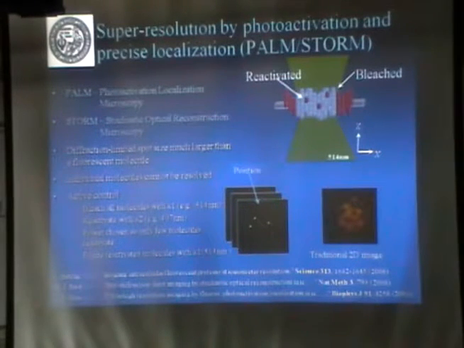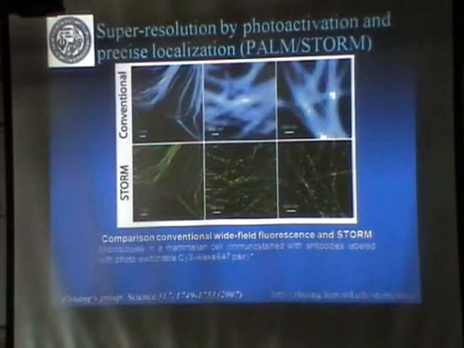So this is really exciting. These are images from the first paper from the Zhuang group at Harvard. So these are conventional images. These are microtubules in the cells. These are the STORM images, which have much better detail.